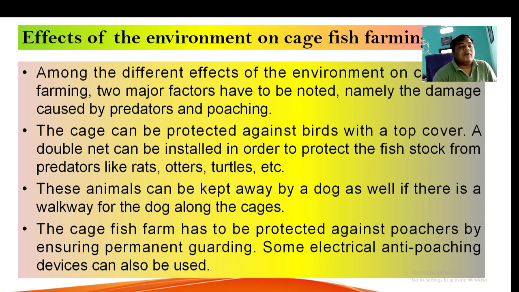Okay, the cage fish farm has to be protected against poachers by ensuring permanent guarding, and some electrical and anti-poaching devices can also be used for this purpose. So again, for poaching you have to guard them; you have to place one watchman at the place of cage culture, so that the watchman is there 24/7. With this the poaching activity stops, and some electrical and other anti-poaching devices easily available in the market you can use for stopping the poaching activity.